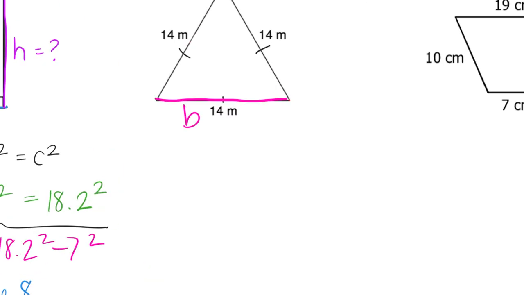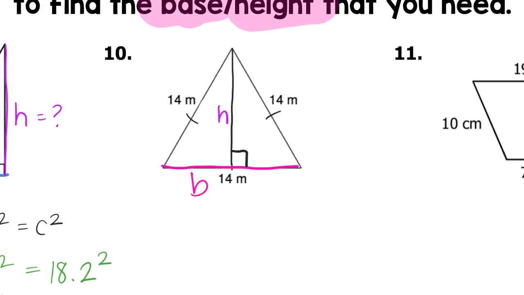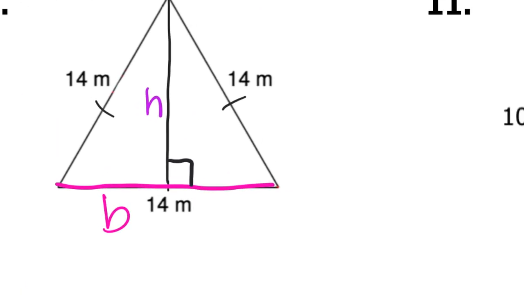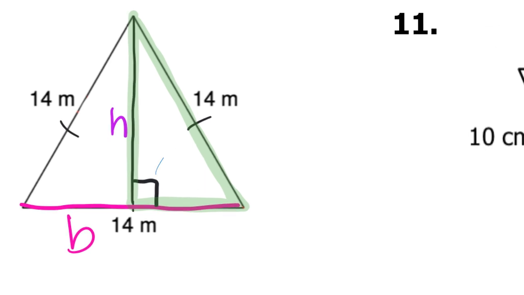If I were to draw in a height, it would start from the top of this triangle and it would just go straight down like this so that it's perpendicular to that base. So this would be our height right here. So same thing, this is going to involve Pythagorean theorem. So if you're looking at how to set this up, it's going to be slightly different than the last one because we're only using half of this triangle when we do our Pythagorean theorem, because this would be the right triangle right here.